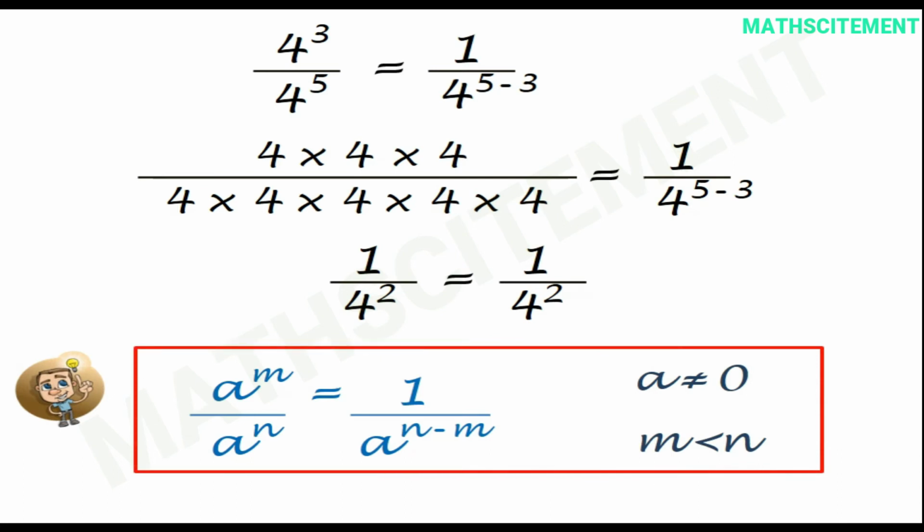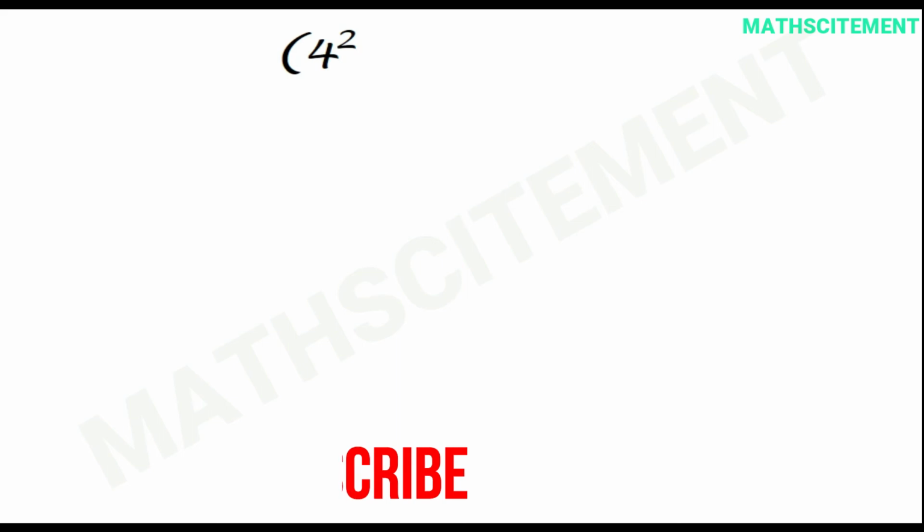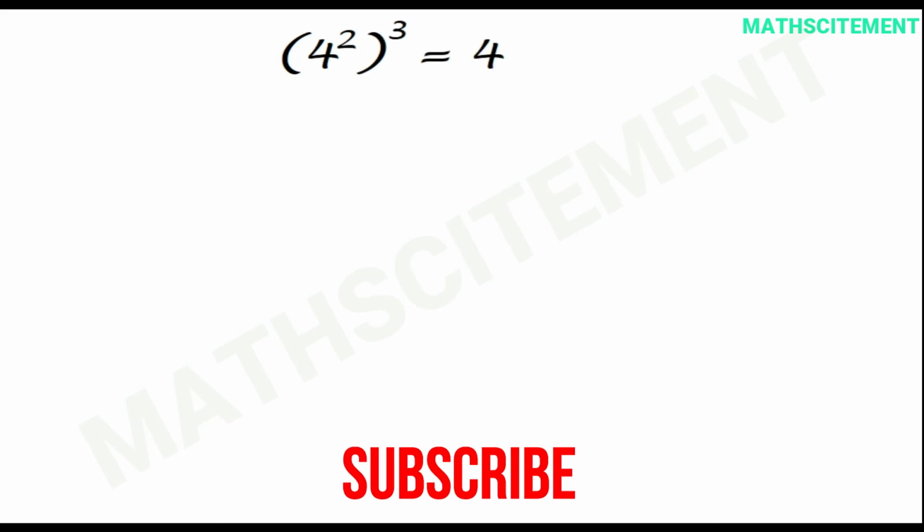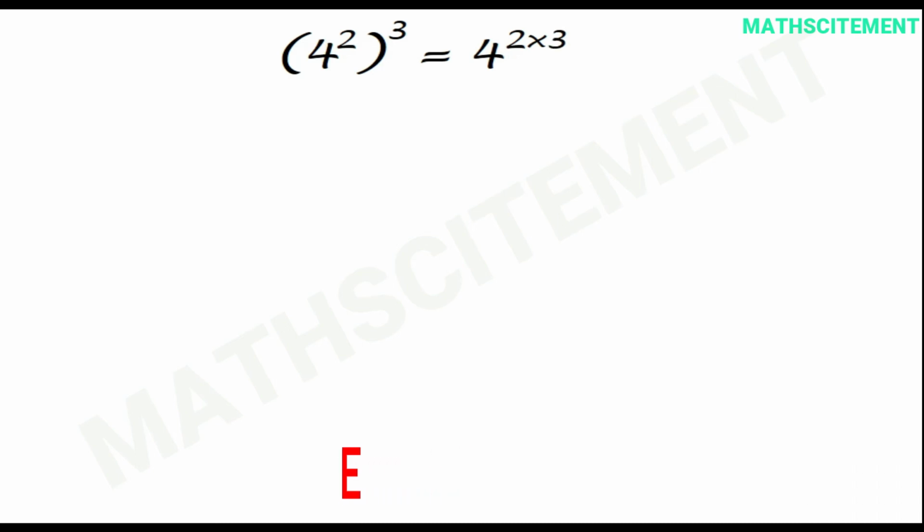The next law we have is 4 square to the power of 3, which can also be written as 4 as the base number and its exponents 2 and 3 multiplied. This term means 4 square multiplied by itself 3 times. And in the right hand side, when we multiply the two exponents 2 and 3, we get 4 to the power of 6. Let's simplify the left hand side.